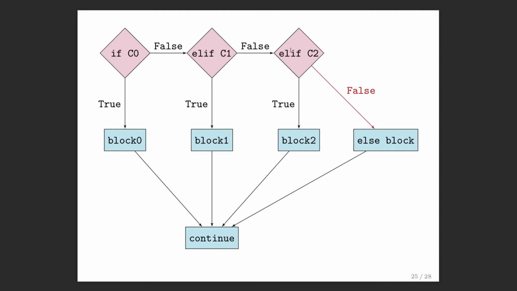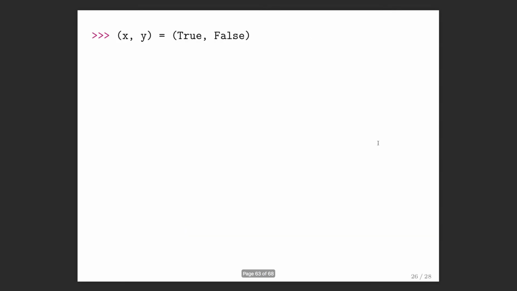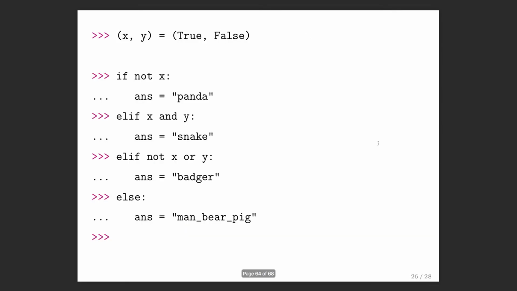There is now an else block which executes for sure if all the other conditions fail. So something is going to get set. Let's redo the example. Exactly the same example, except I put else. I have an else statement, and the answer gets set to man, bear, pig. So if I run this, and I ask for the value of answer, this time it's going to be man, bear, pig. Perfect.